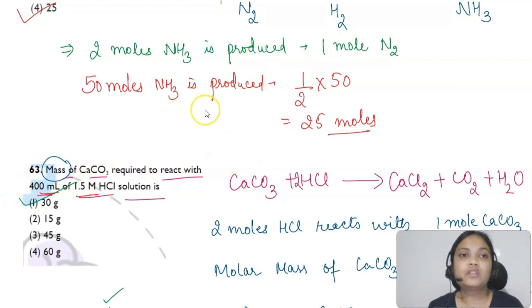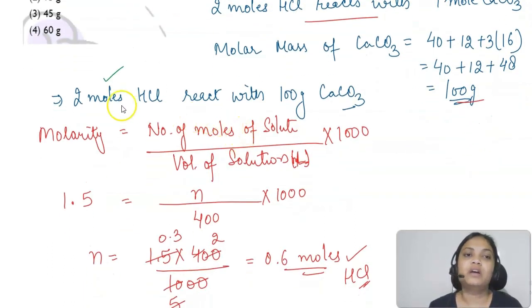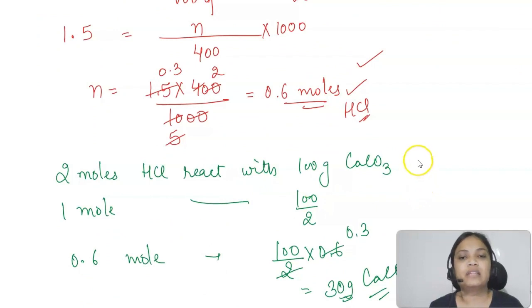Alright, so this much mass is required in this case. I hope everyone is clear. Let me recall it. Firstly, we wrote the balanced equation, and we saw that 2 moles of HCl react with 1 mole of calcium carbonate, meaning 100 grams of calcium carbonate. From the given molarity and volume, I found the number of moles, and using that we found the required amount of calcium carbonate. I hope this much is clear, students.